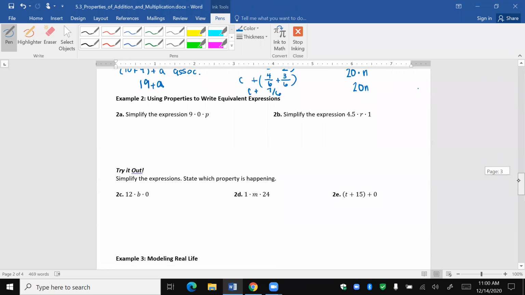Okay, on our next one, using some of those addition property of 0 and multiplication property of 1. So anything times 0 is 0. So here it doesn't even really matter what these other ones are. 9 times 0 is 0. 0 times p is 0. So anytime you have a 0 with multiplication, we've got our 0 property of multiplication.